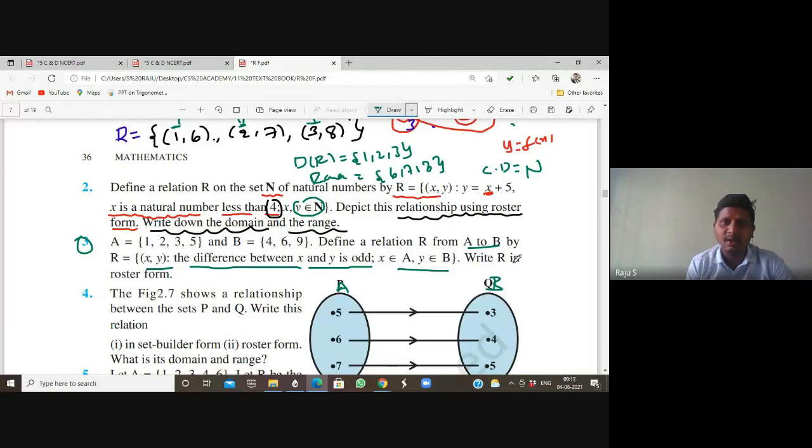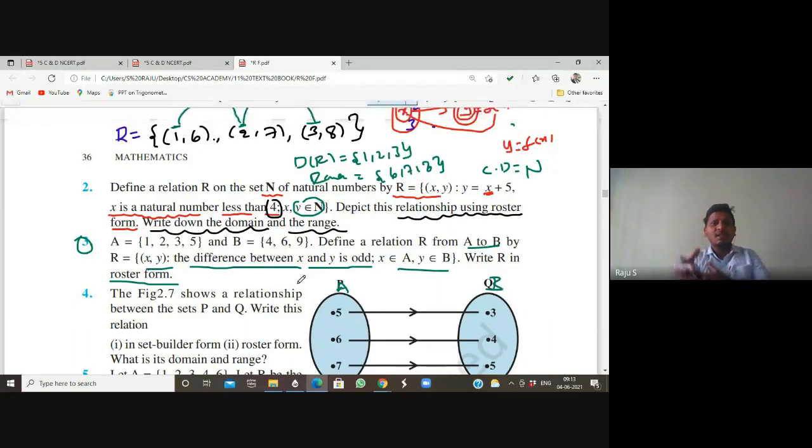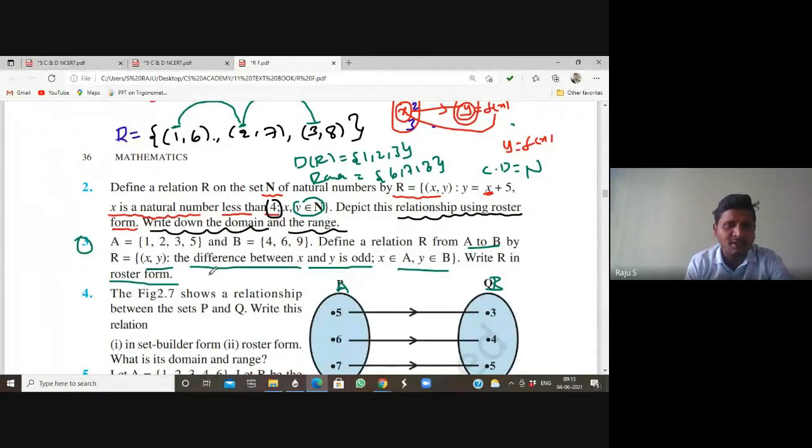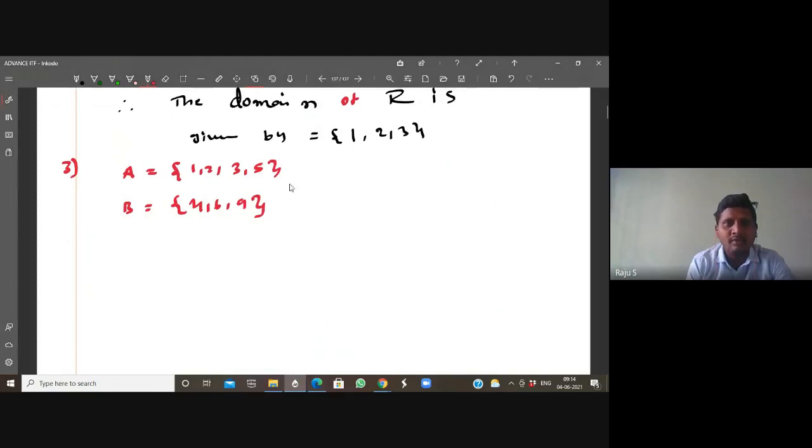X belongs to A, y belongs to B. Write R in roster form. Already they have given the set builder form. The statement is given: x comma y such that the difference between x and y must be odd. You can take x and y. So here these are the x values, these are the y values, right?